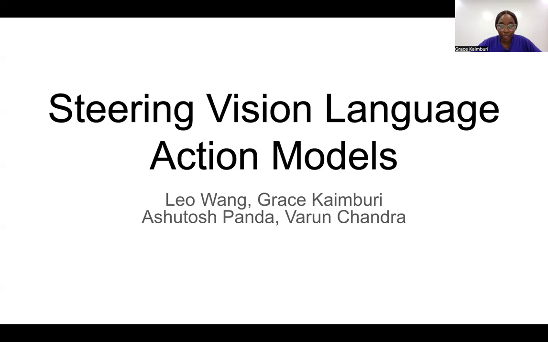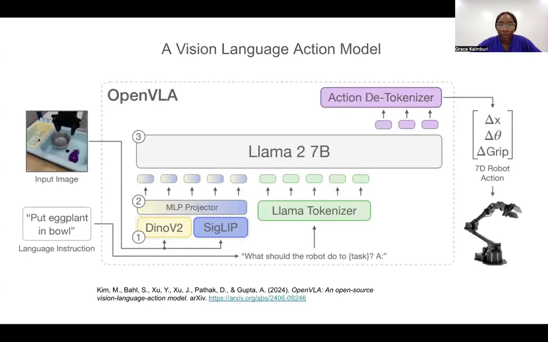We are Group 29 and we're here to present our findings in steering vision language action models. In robotics right now, many researchers are creating vision language action models, or VLAs. The image on the screen shows an example of a VLA, which primarily consists of a large language model in Llama, but it is conditioned on images in addition to text and produces actions as tokens.